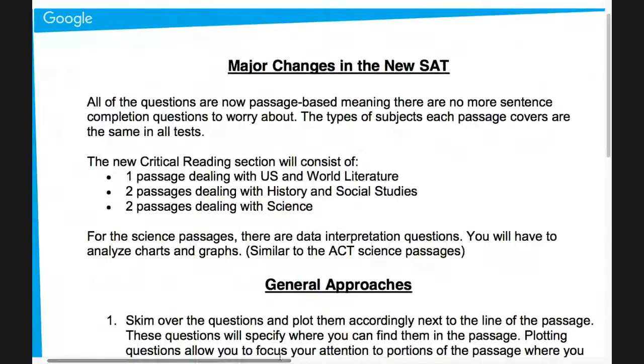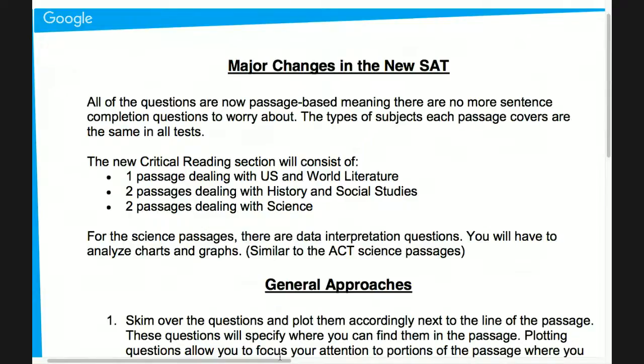Okay, so first we're going to talk about just the reading section in general. The major changes in the new SAT are that now all of the questions are passage-based, which means that there are no more sentence completions to worry about. The types of subjects each passage covers are the same in all tests.